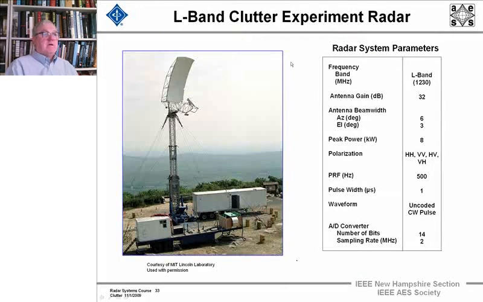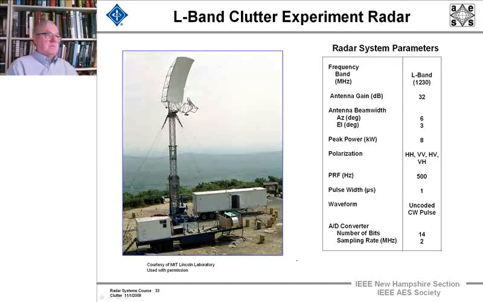Now the next set of data that was taken was to look specifically at the ground clutter and its frequency spectrum. And it has a modified antenna. The rest of the system is quite similar in external view. And it's an L-band system.